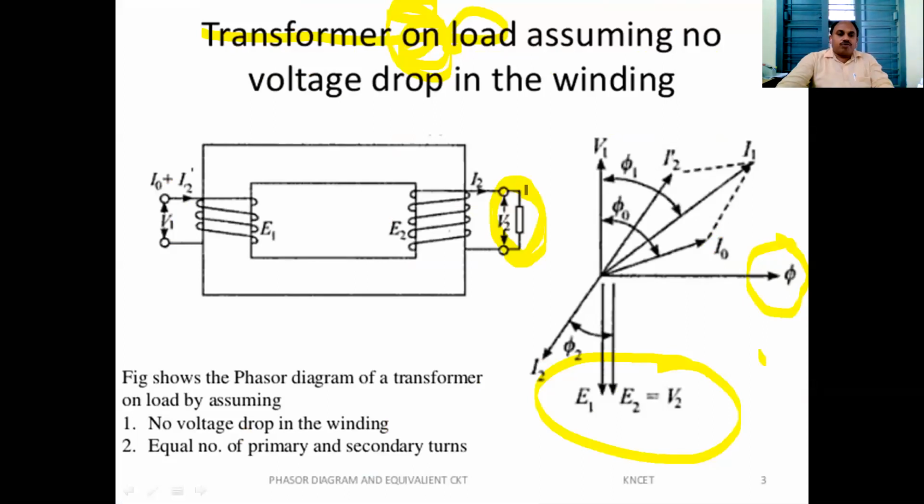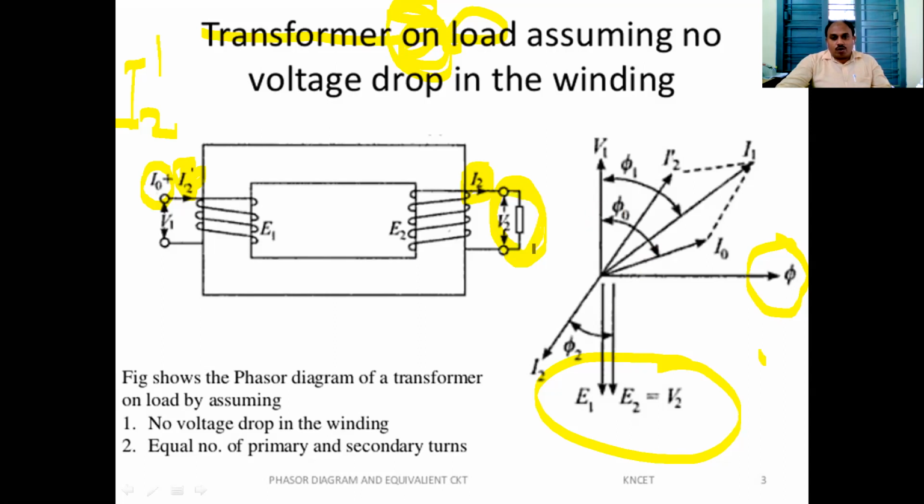The current taken by the transformer at no load condition is I0. An additional amount of current is taken by the transformer from the primary, depending upon the secondary load component of the current. This is I2, the secondary current. The primary equivalent of the secondary current is represented with I2 dash. So the total primary current is I0 plus I2 dash.